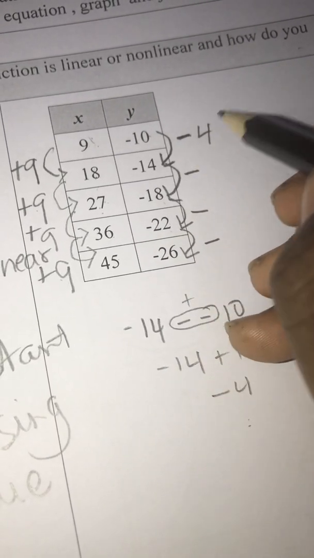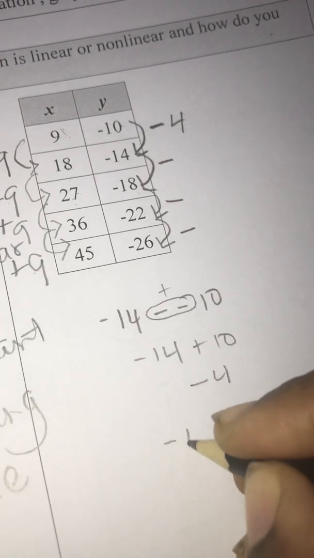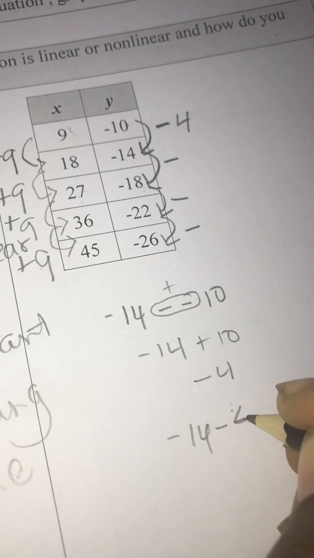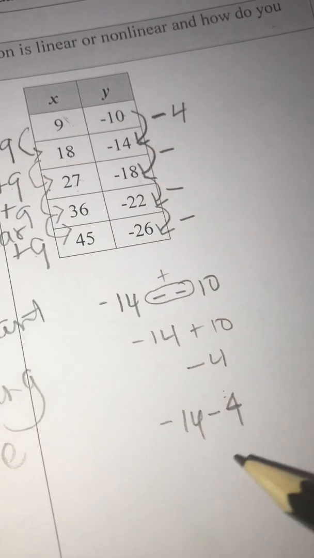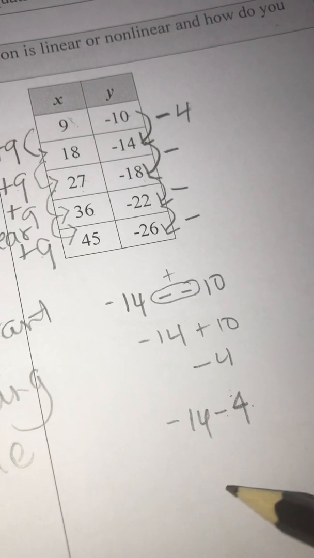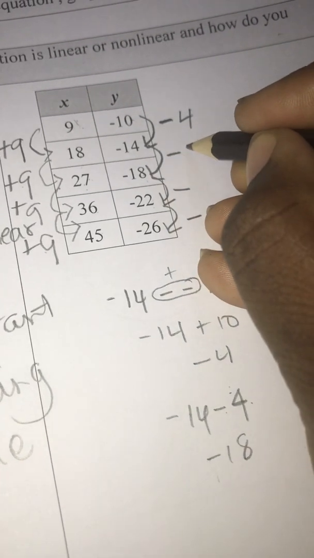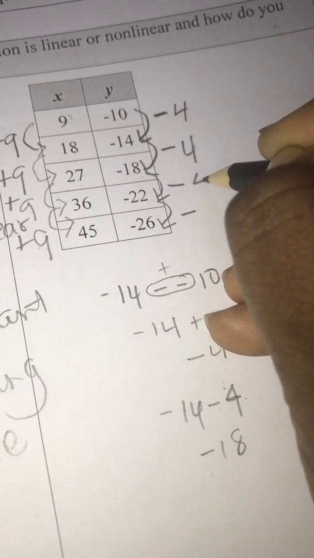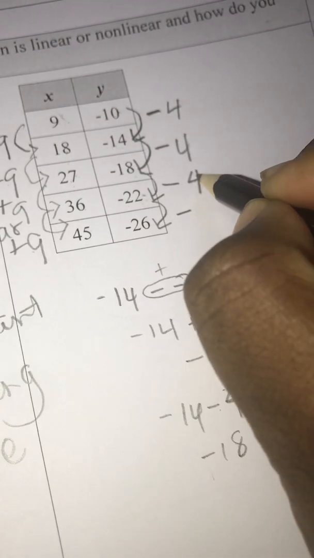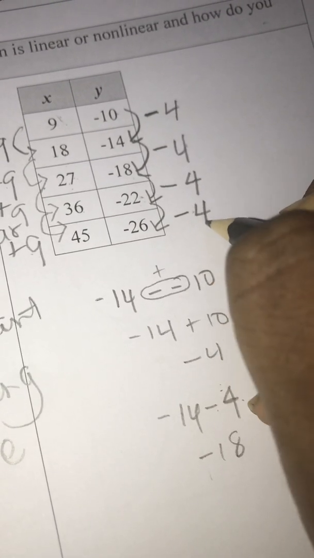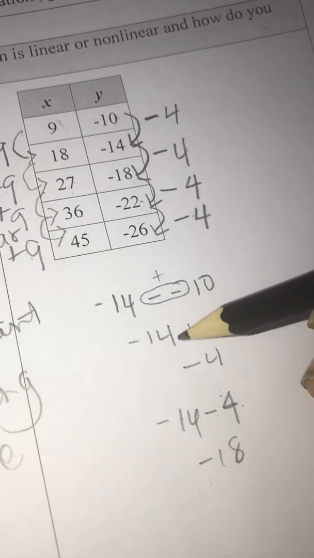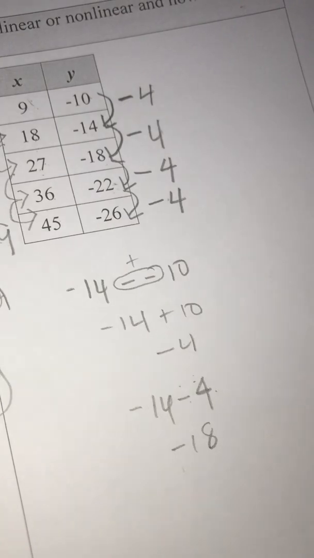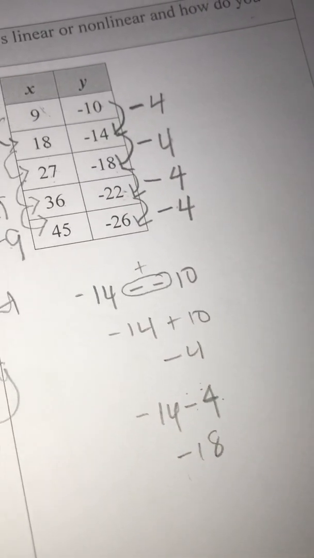So let me see if that is true. What is negative 14 minus 4, sorry. Because I said each time I'm subtracting 4. Negative 14 minus 4, negative 18. Negative 18 minus 4, negative 22. Negative 22 minus 4, negative 26. Okay? So how do you check? You check by minusing the number below with the number on top of it. How much you are subtracting.